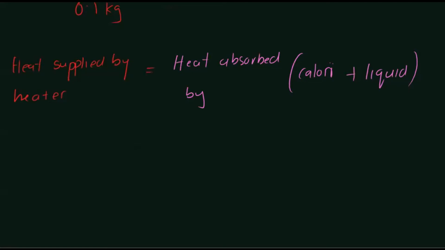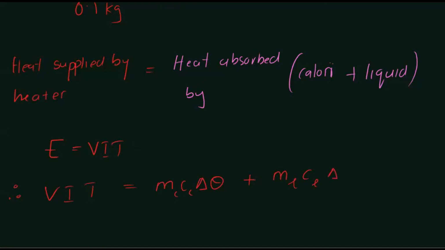So heat is supplied by the heater how? As electrical energy. How do you write that? Electrical energy can be written as VIT. Therefore, heat supplied by heater can be written as VIT. Heat absorbed by the calorimeter is mc delta T: mass of the calorimeter, specific heat capacity of the calorimeter, and the change in temperature, plus heat absorbed by the liquid, which is mass of the liquid, specific heat capacity of the liquid, and the increase in temperature.